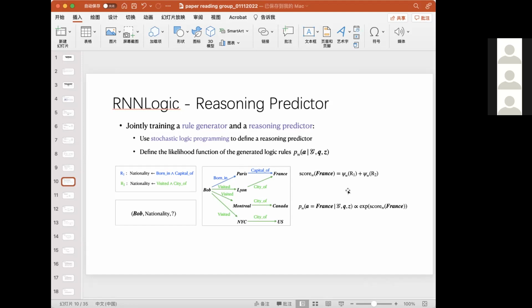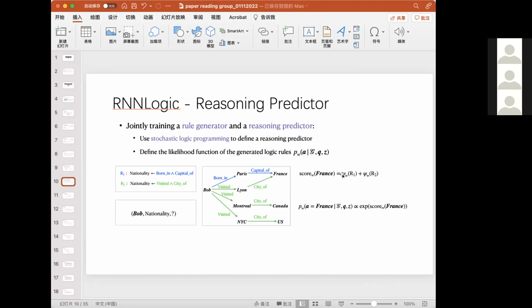Sorry, I think I made a mistake here. Finally, this score will be normalized over all possible entities. So the probability of A equal to France is essentially the score of France divided by the sum of the scores of all possible entities. But if France is the ground truth, then you want the score for France to be higher than the score for other countries, right?